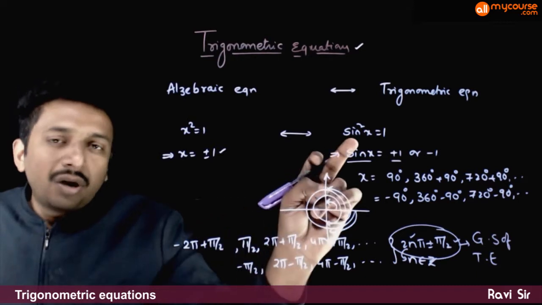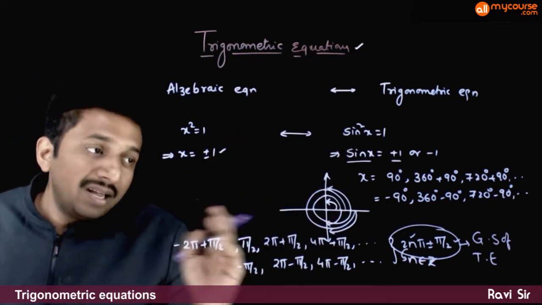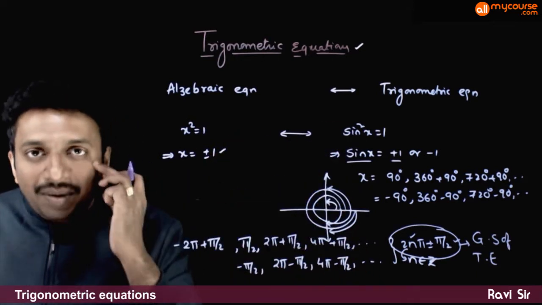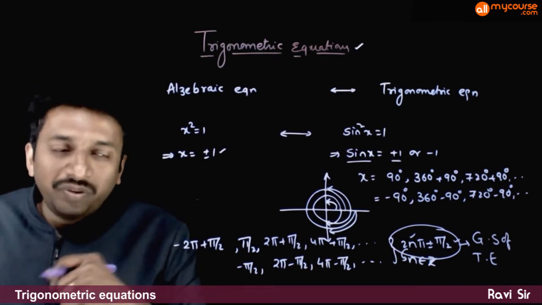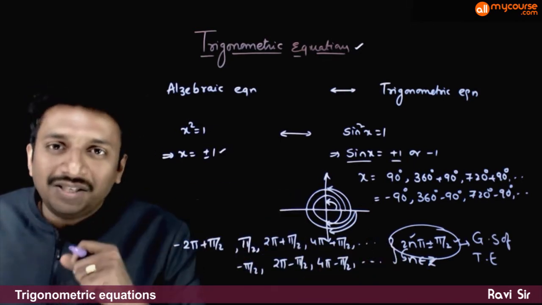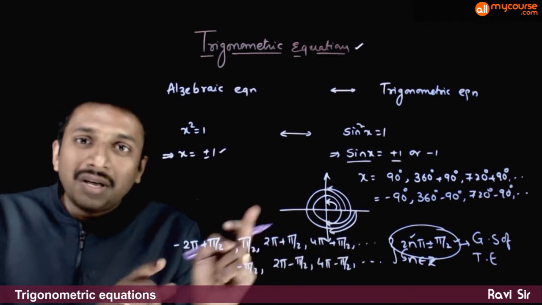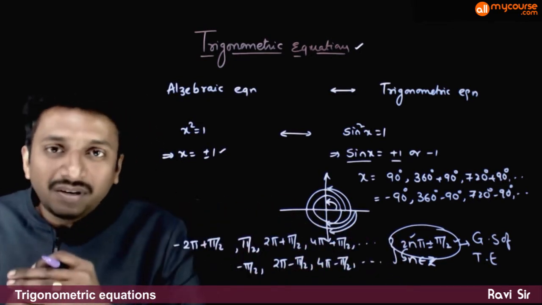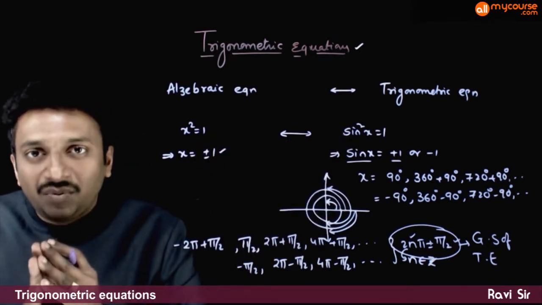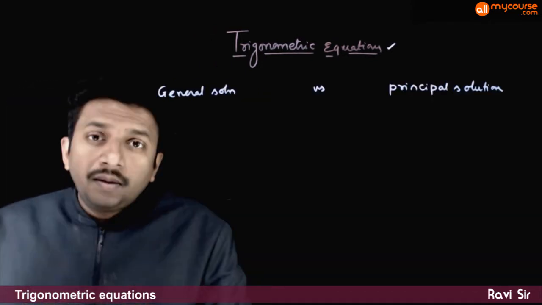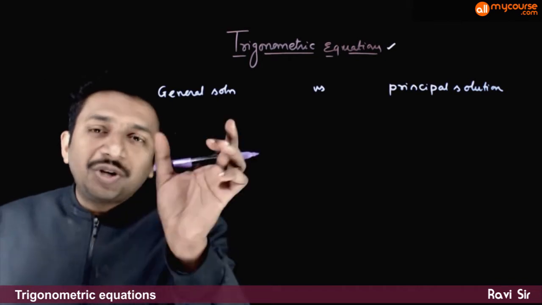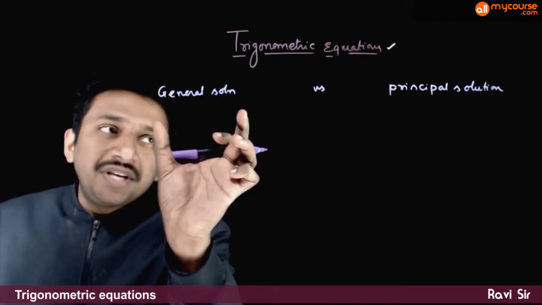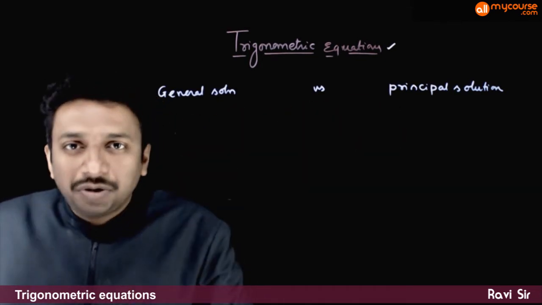The general solution of sine square x is equal to 1 can be written as 2n pi plus or minus pi by 2, where n belongs to integers. And this solution covers all the possible solutions for this equation, sine square x is equal to 1. And that brings us to our next topic, the difference between general solution and principal solution.